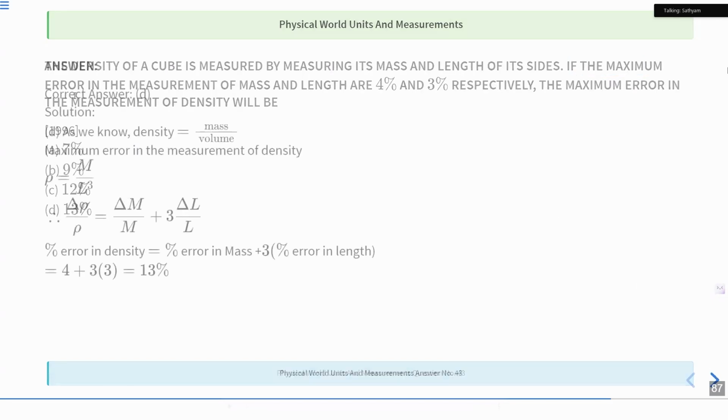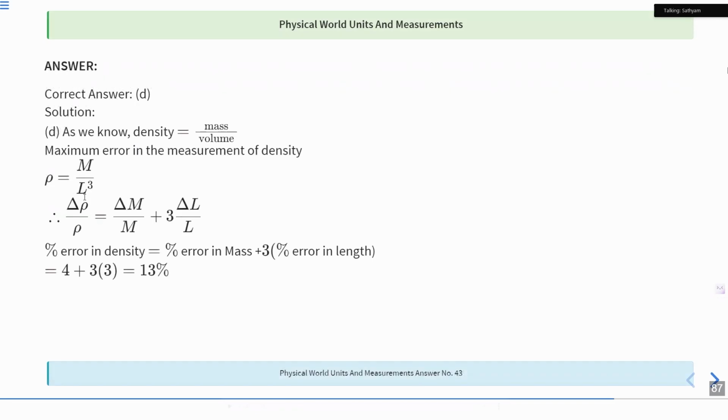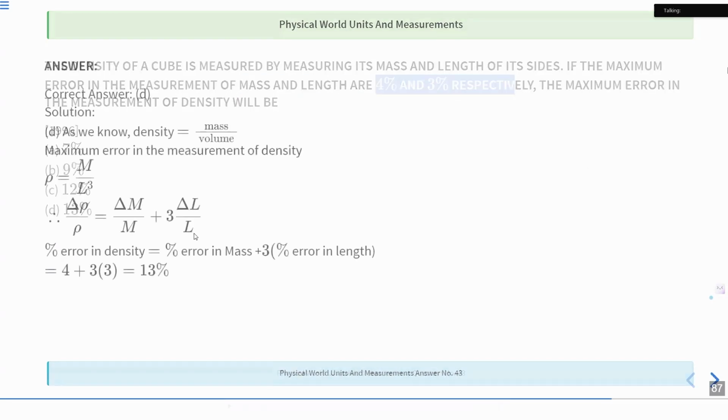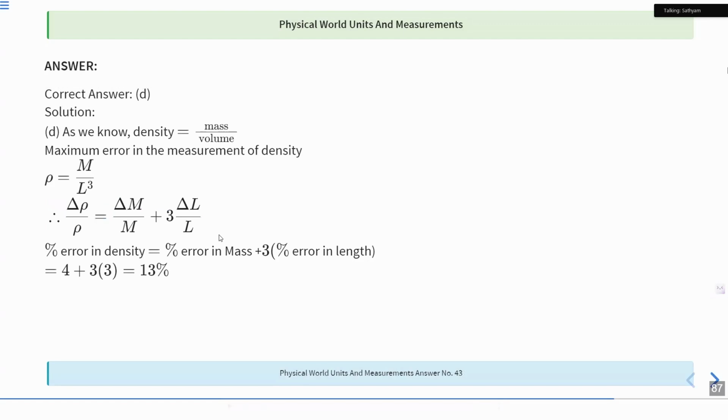So you have mass and volume. Density is equal to mass by volume, which is m upon L cube. So delta d by d is m upon L cube into 3 into delta L by L, because they have told that mass and length errors are 4% and 3% respectively. So this is what the formula is. 3 into delta L by L, and you have delta M by M, which will be 4. Fine. I hope we are clear until here. Let's move to the next question.